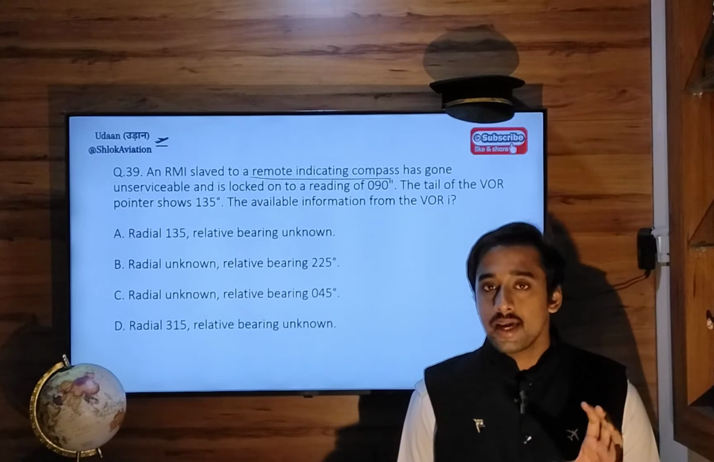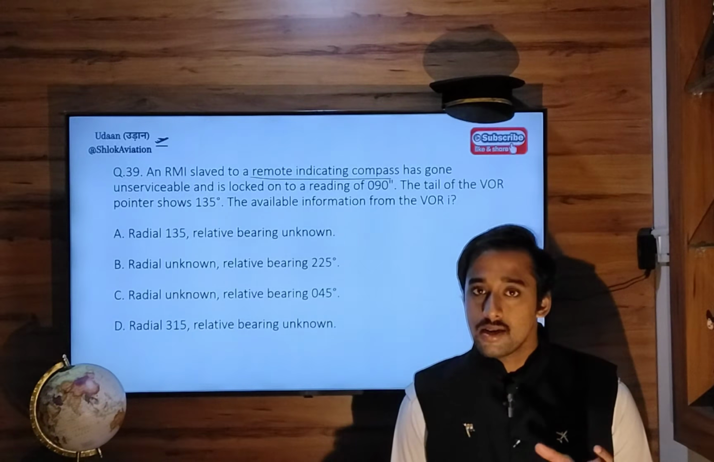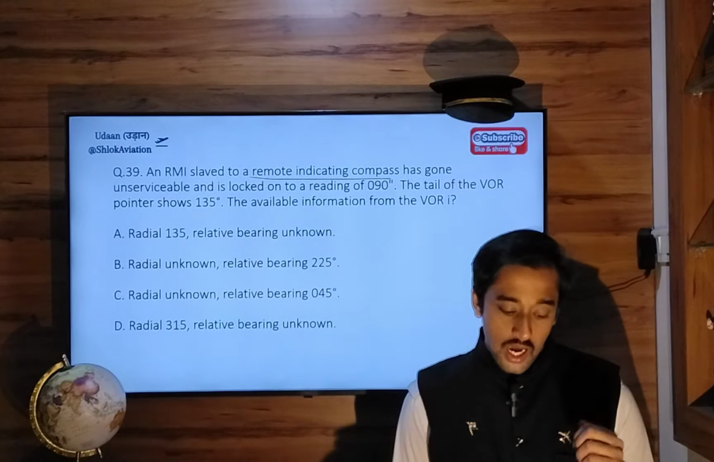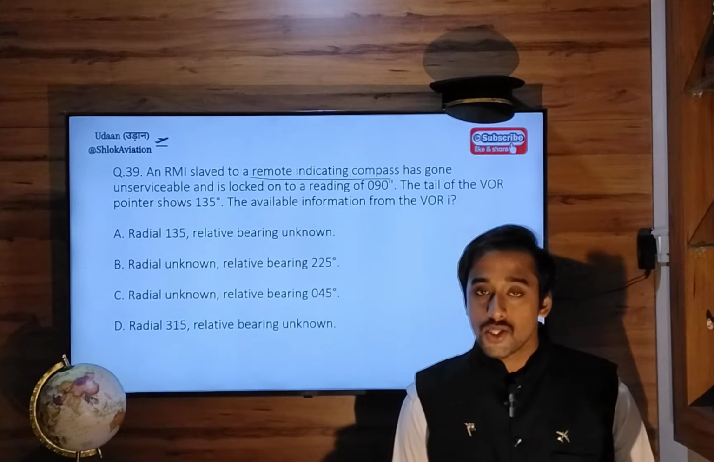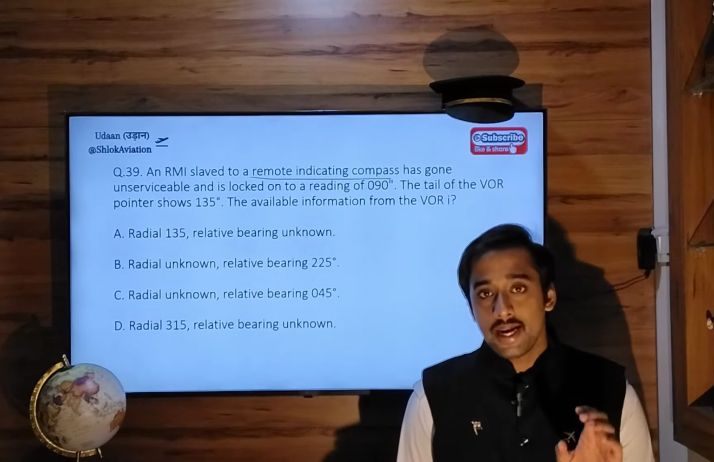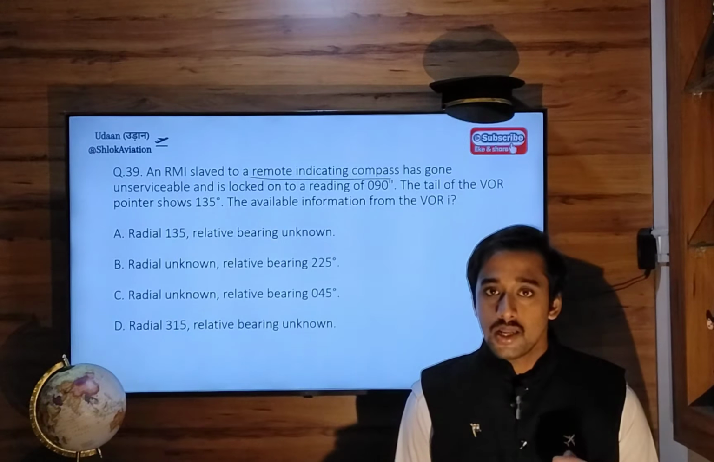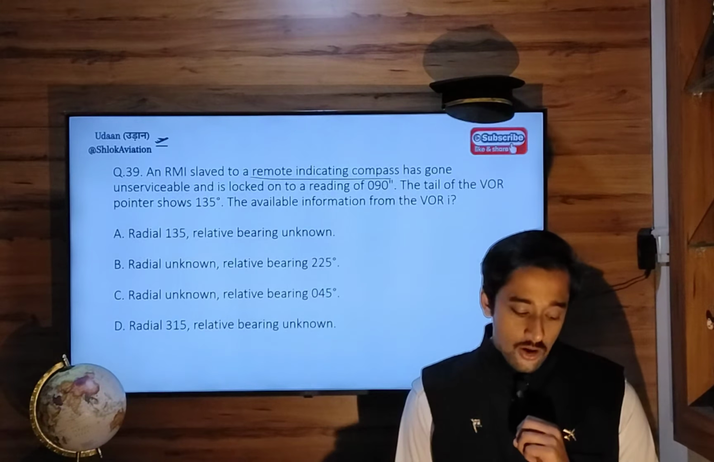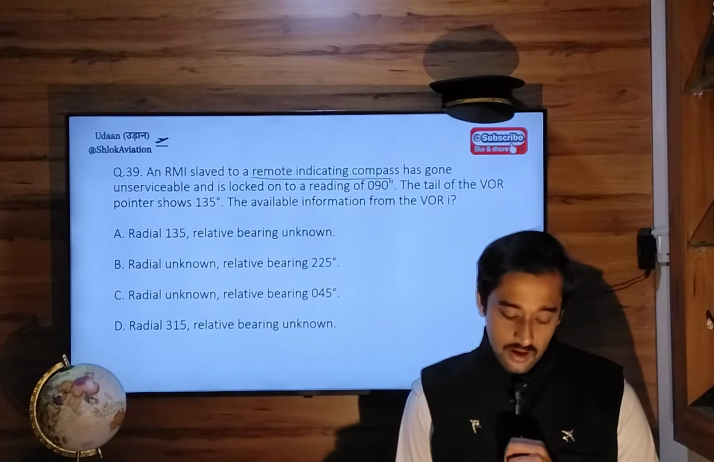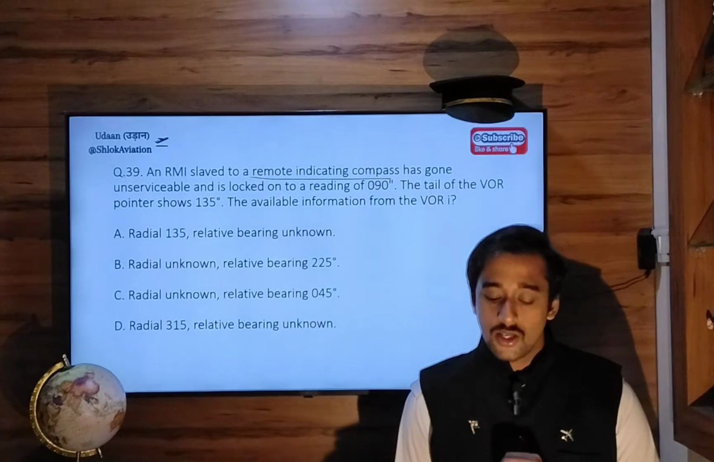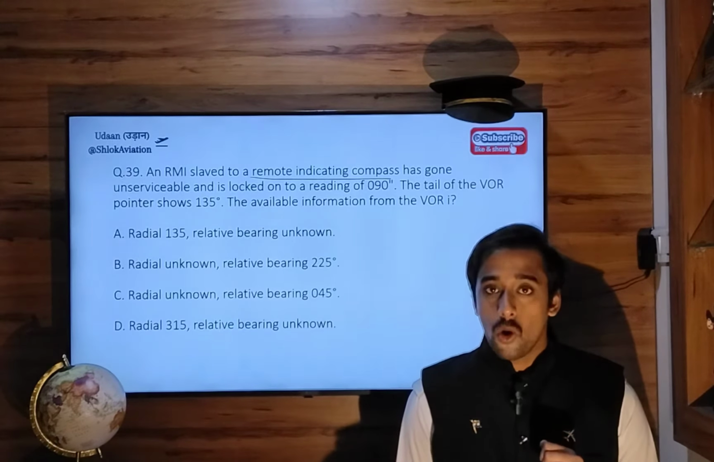So the magnetic heading shown by the RMI is wrong, right? Because the RMI is connected to a compass which is unserviceable, so the headings displayed will also be erroneous at times. The tail of the VOR pointer shows 135. The available information from the instrument is what?